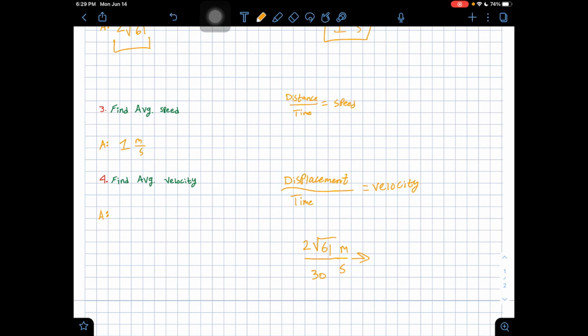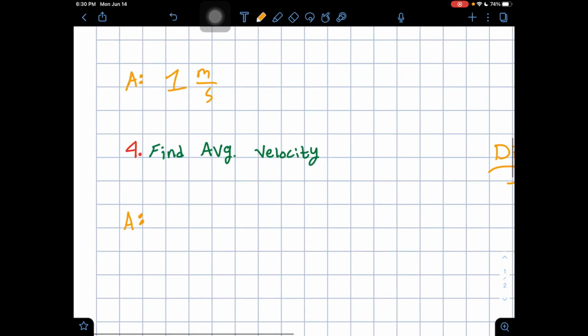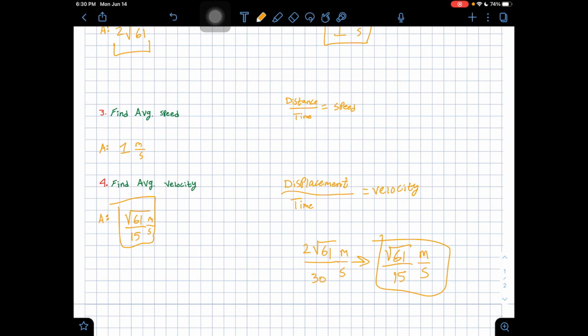And that just simplifies down to square root of 61 over 15 meters per second. And that is our velocity. So we have square root of 61 over 15. And always want to add your units, meters per second. And those are our final answers.